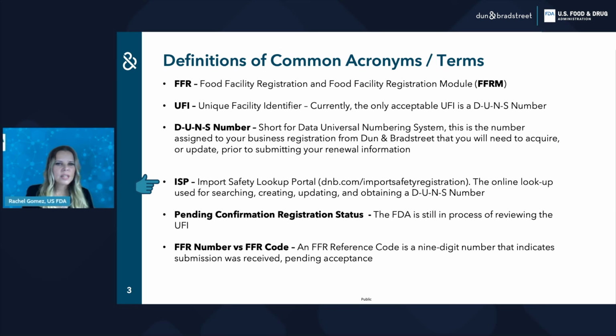ISP, the Import Safety Lookup Portal. This is the online lookup used for searching, creating, updating, and obtaining your DUNS number. Pending confirmation registration status. The FDA is still in the process of reviewing your UFI and FFR submission. FFR number versus FFR code. An FFR reference code is a 9-digit number that indicates the submission was received by FDA and is pending acceptance and review. Once completed and accepted, you will receive an FFR number.